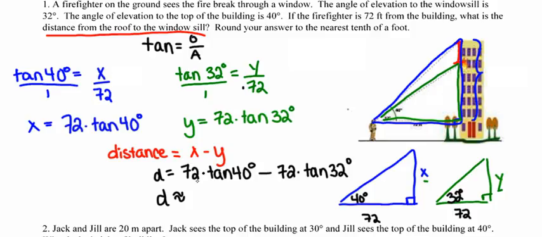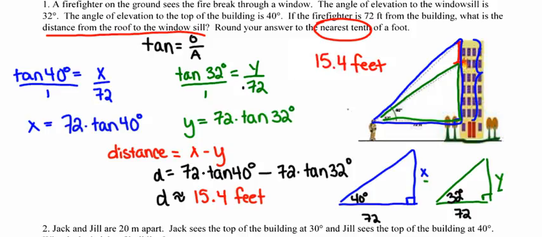So all I'm going to do, and you should double check me, maybe put the video on pause for a minute, and go ahead and plug into your calculator 72 times the tangent of 40 degrees, subtract 72 times the tangent of 32 degrees. And then once you get your answer, you want to round accordingly to the nearest tenth. So when I plugged that into my calculator and rounded to the nearest tenth, I ended up with about 15.4 feet. So my answer to this problem, 15.4 feet.